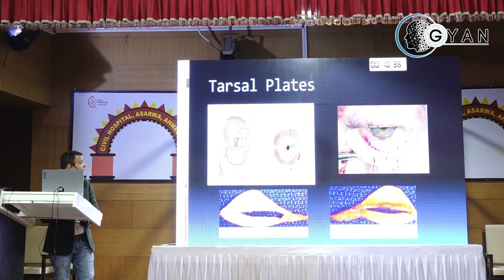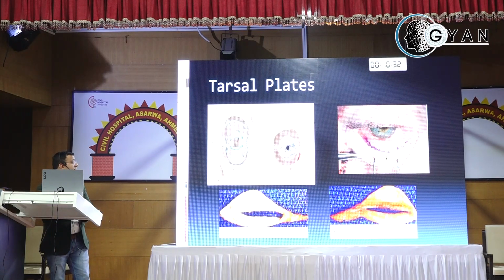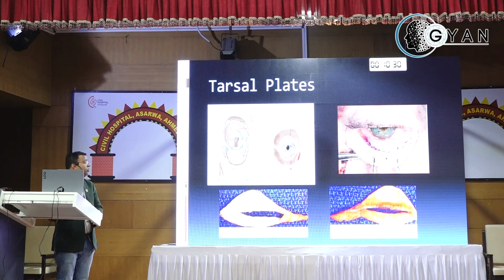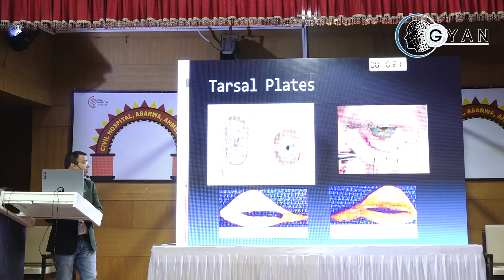Now if you see the second slide, I have retracted the tarsal plate with skin hooks. In the transconjunctival approach, whenever you are placing the incision, it should be at least 2 to 3 millimeters away from the tarsal plate, just to prevent damage to the tarsal plate.